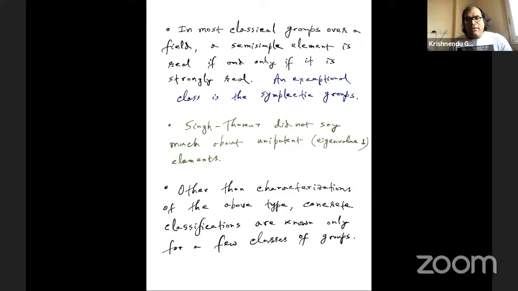Now, other than characterization of the type real if and only if strongly real, concrete classifications are known only for a very few families of groups. So the question is that, can you list the real and strongly real elements in an infinite group in some way?